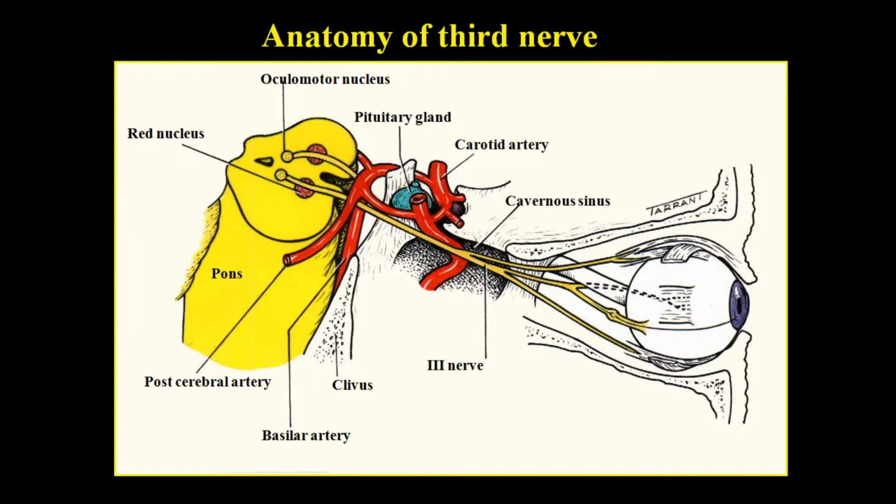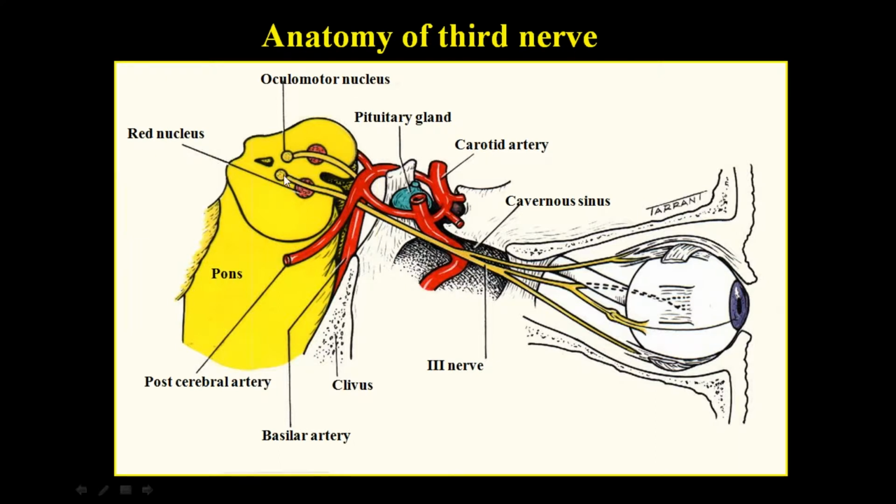So there are many losses of action because of third nerve palsy. Sometimes if pupillomotor fibers are also involved, the pupil is dilated. So these are the features with which third nerve palsy presents. Now let's see the basic anatomy of the third nerve.